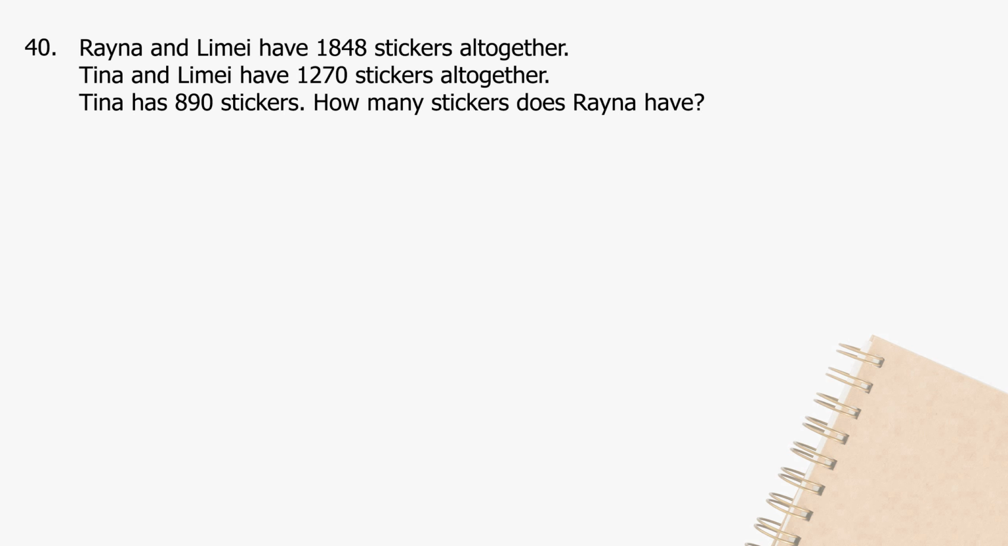Question 40. Rayna and Limei have 1848 stickers altogether. Tina and Limei have 1270 stickers altogether. Tina has 890 stickers. How many stickers does Rayna have?